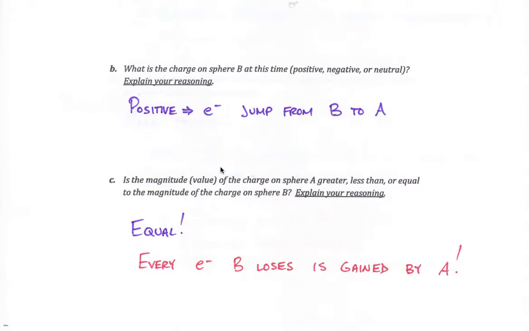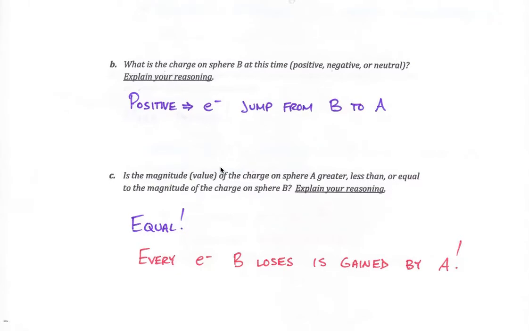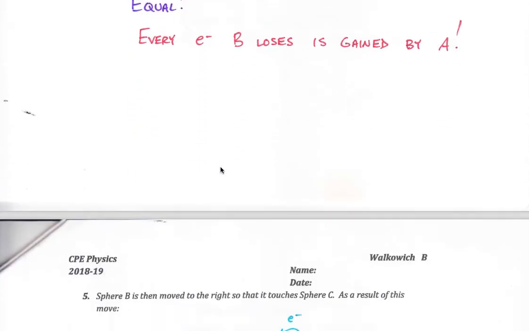There's nowhere else for those electrons to go. Conservation of charge therefore states that whatever charge A gains in negativity, B must gain in positive. It's impossible for one to have more or less than the other because they are transferring electrons between one another.